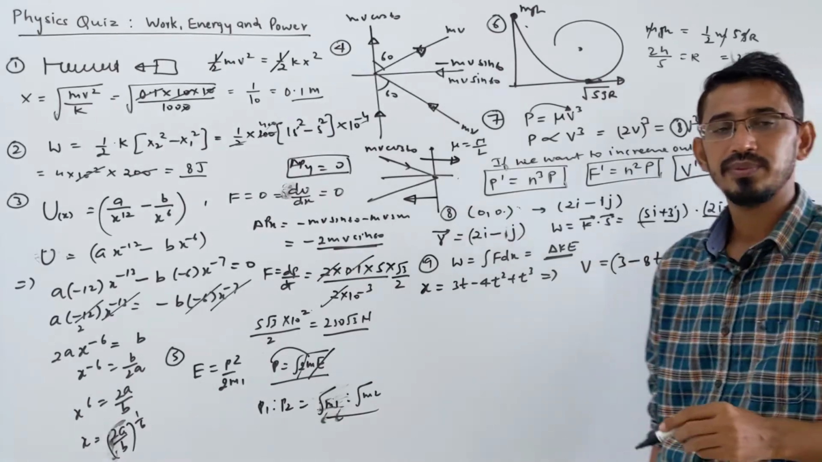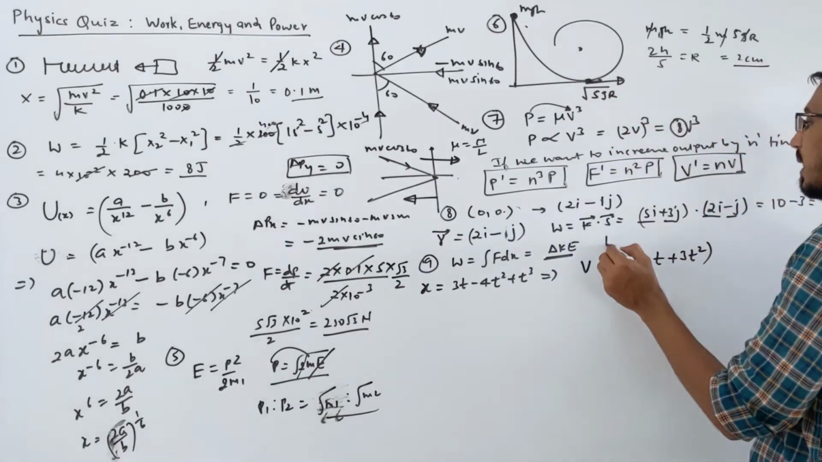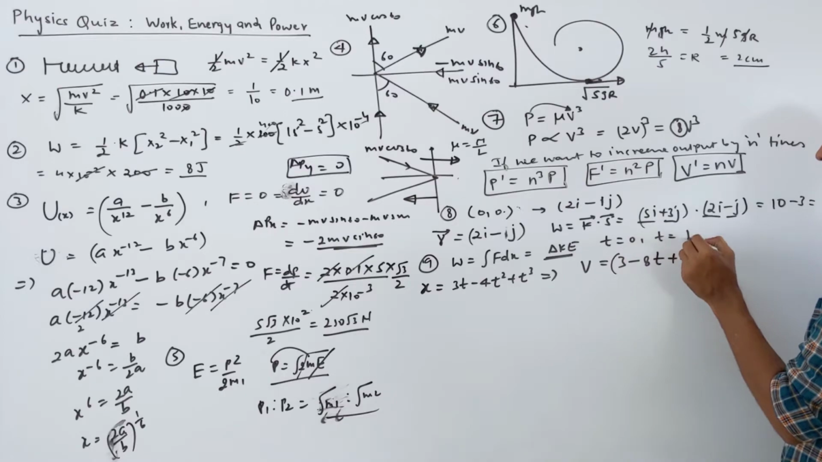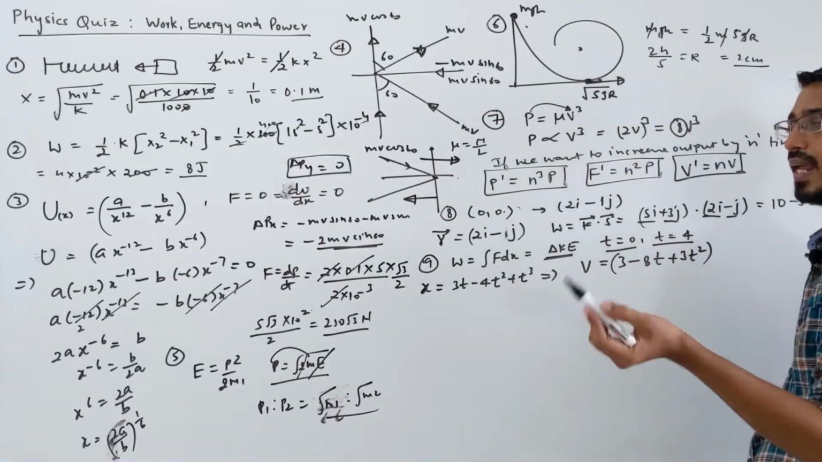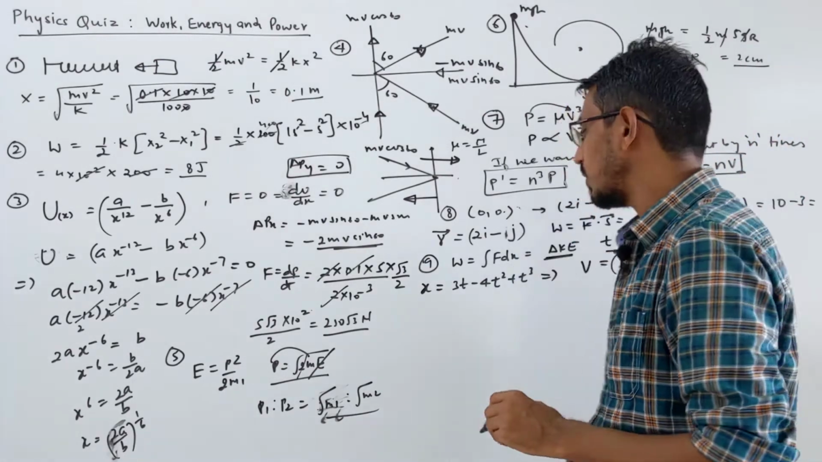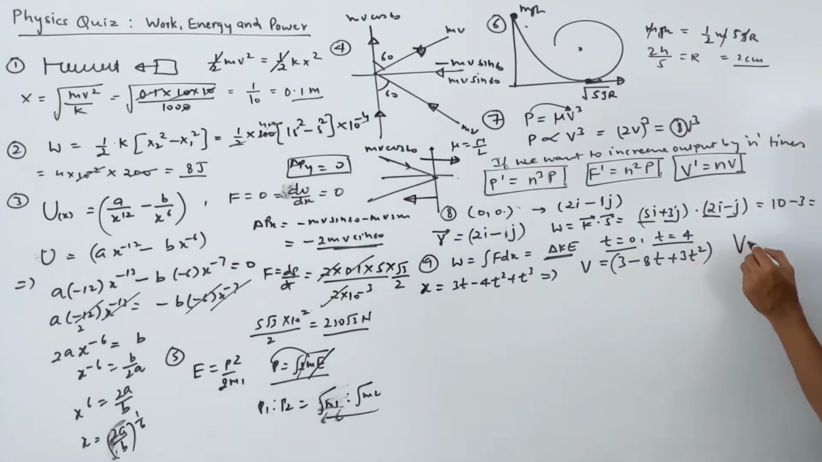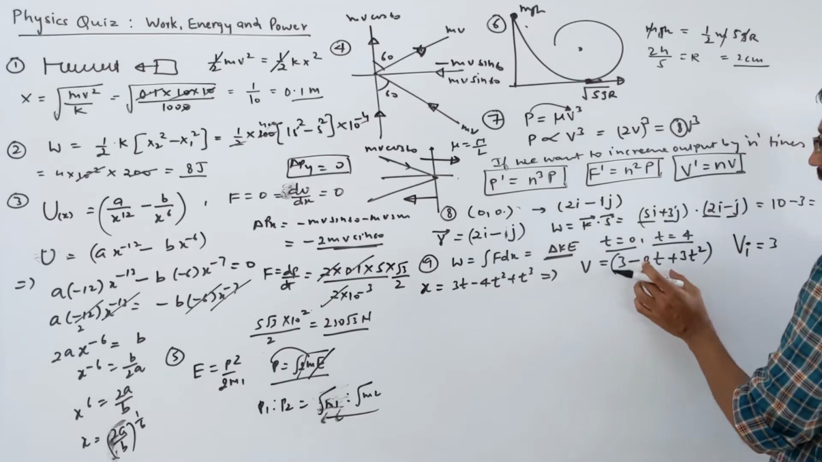Now put in the values, because they say time varies from initial 0 to final 4 seconds. We put these two values and calculate the initial and final velocities. So what is the initial velocity? Look here, V initial: you put time 0 everywhere, and it becomes simply 3, and the other terms become 0.